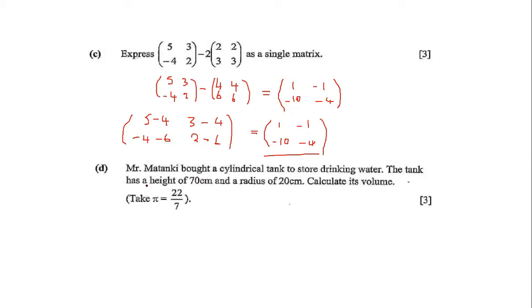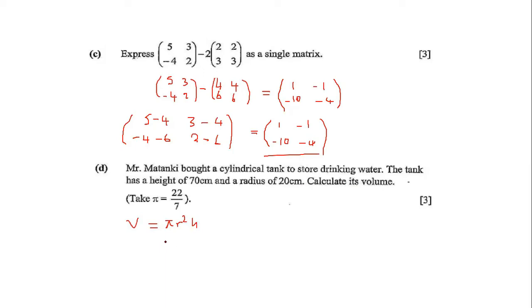All right. The next question reads, Mr. Matanki bought a cylindrical tank to store drinking water. The tank has a height of 70 centimeters and a radius of 20 centimeters. Calculate its volume. Now this is a cylinder. So the volume of a cylinder will simply be given by V is equal to pi R squared H.